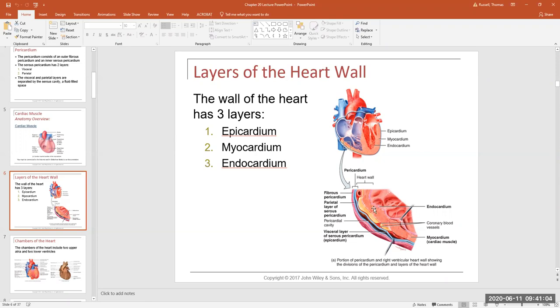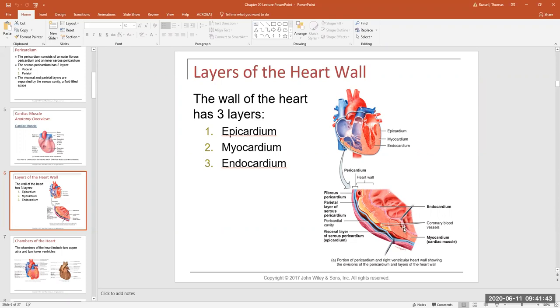The middle layer is the thickest layer of the heart wall, and that's where the muscle tissue is located. It's called the myocardium. The myocardium is composed of cardiac muscle tissue. Remember, there's three different types of muscle tissue in the body, right? There's skeletal muscle, cardiac, and smooth muscle. So obviously in this chapter, we're concerned with cardiac muscle, how we regulate its contraction and relaxation, and the outcome of its contraction and relaxation, which you pretty much already know, is the movement of blood through the cardiovascular system. That's what the heart does.